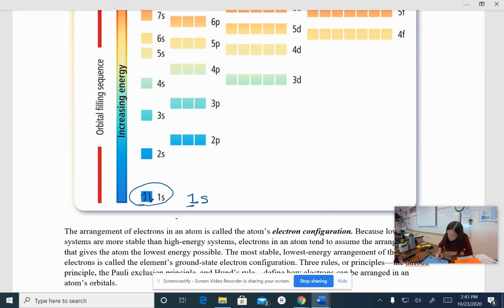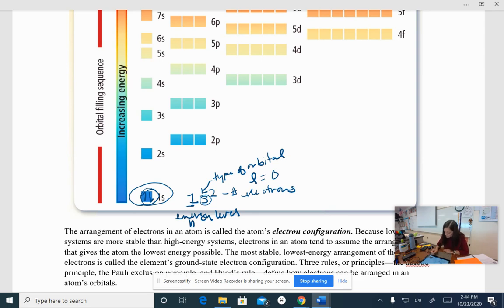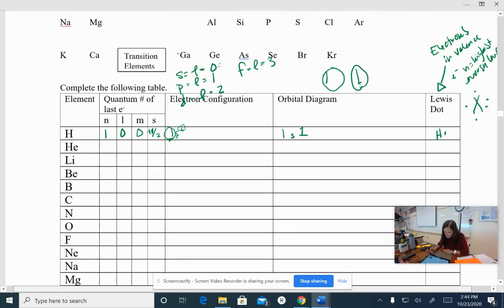This, remember, is the energy level, or our n number. This is our type of orbital, or our L number. And then because we have two electrons in here, we're going to put 2. This gives us the number of electrons. So if I have an s orbital, that means L is equal to 0. Okay? So those are my quantum numbers. So let's fill this in.